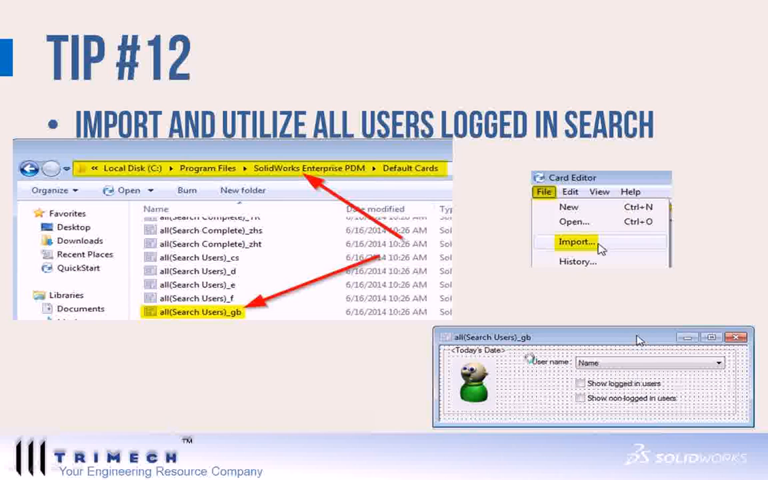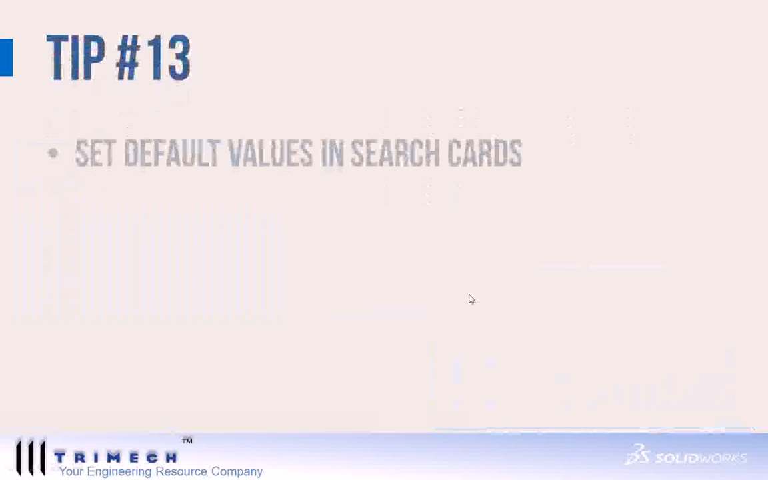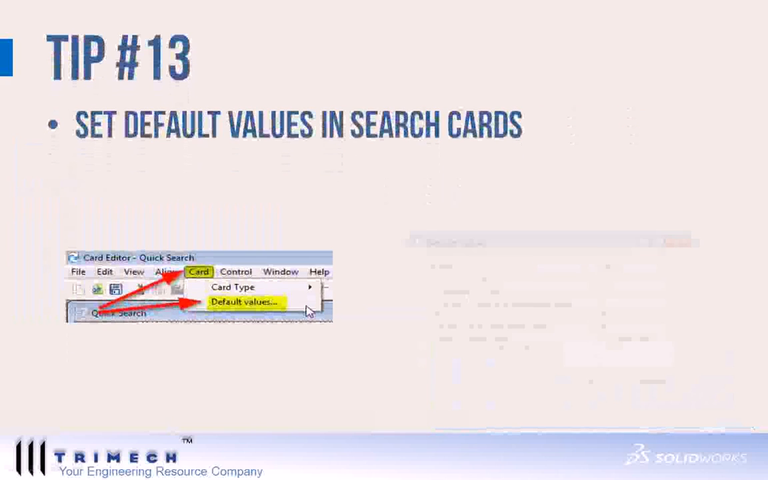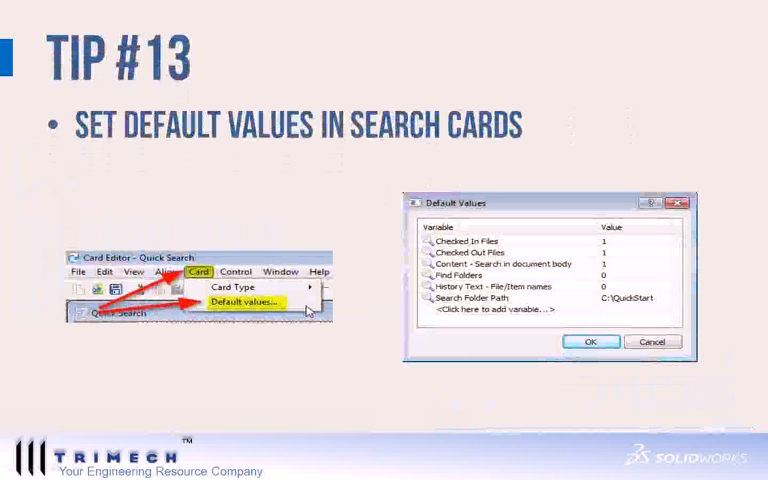Going back to our PowerPoint presentation, tip number 13, set default values in search cards. So this can be used for a number of different reasons. You can apply default values for search cards to make it easier and faster for your users to just simply open up a search card and run it. They don't have to sit there and try and check a whole bunch of boxes because they're already pre-checked for them, which goes along with what they would normally do with that search.